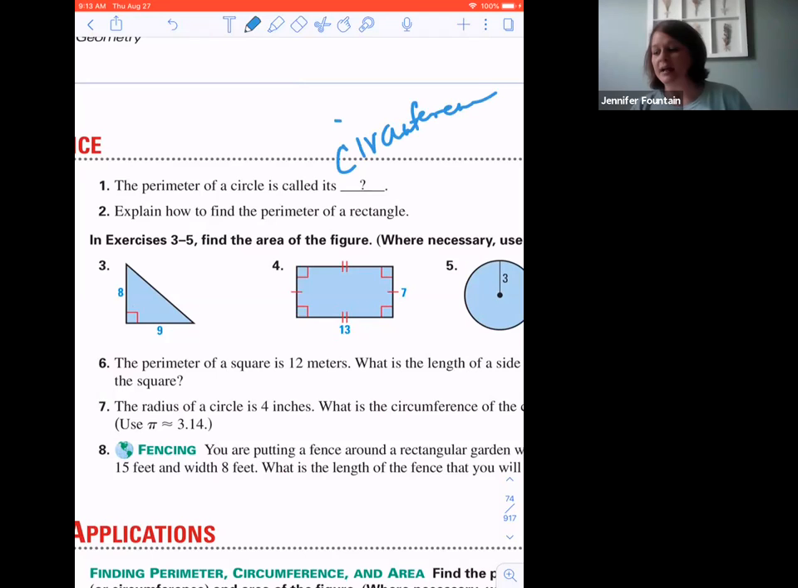Since a circle does not have straight lines, since a circle is round, we can't find the perimeter of a circle, because perimeter is found by adding together the length of each side. Circles don't have sides. It's round. So we use the word circumference in place of perimeter for a circle.